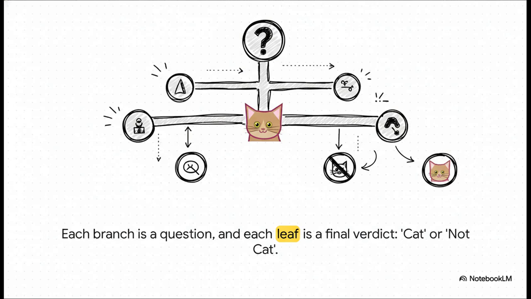And this is what a finished tree looks like in action. You start at the top, at the root, you ask a question, and based on the answer, you follow a specific branch down the tree. You just keep answering questions at each step until you land on a final verdict at the bottom, what's called a leaf, which tells you cat or not cat. It's a really clear path from question to conclusion.